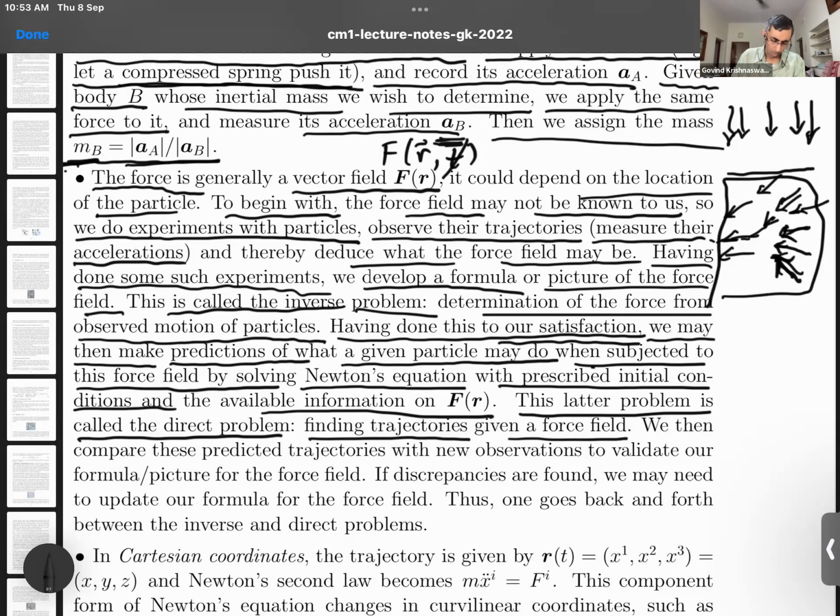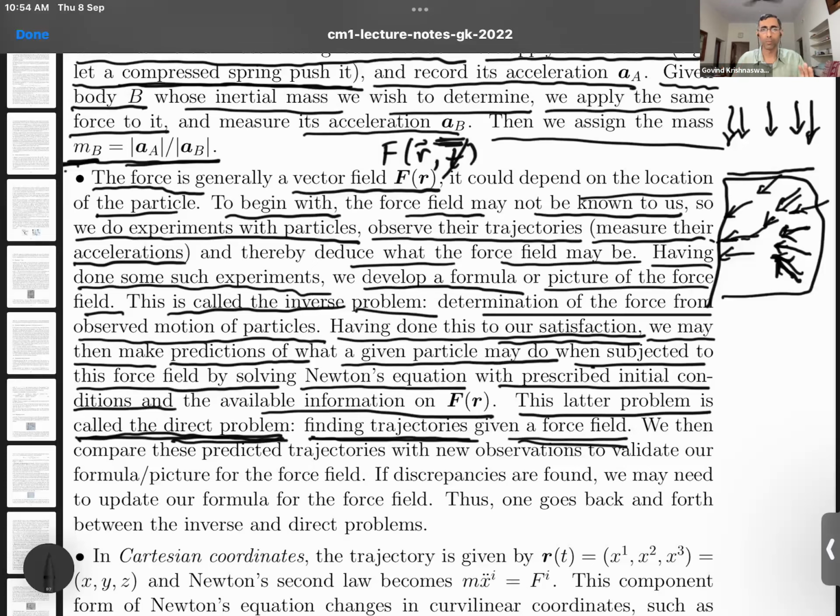Okay, so this latter problem, namely the determination of trajectories. By trajectory, I don't mean just one small portion of a trajectory. I mean the entire curve, the projectile motion or whatever else, maybe falling down, accelerating, and so on. The latter problem of finding the trajectory given the force field is called the direct problem.